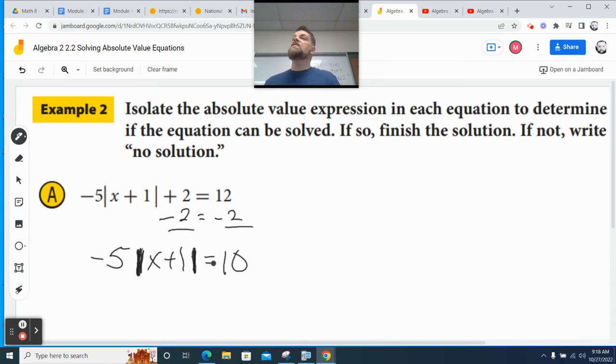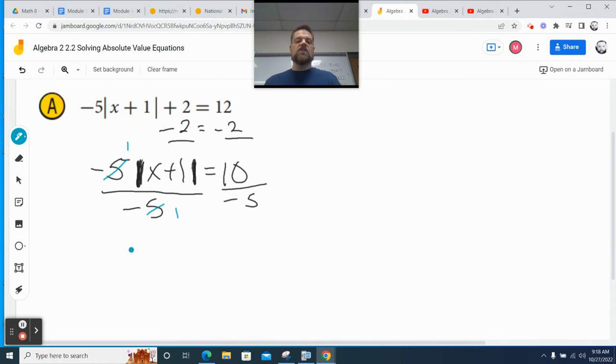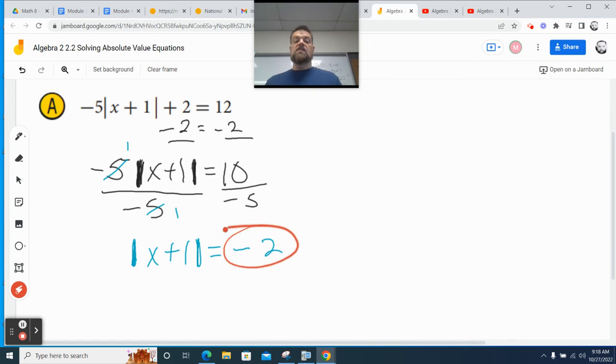Okay, what do I do next? Divide by negative 5. Yes, divide by negative 5. So anyways, negative 5 divided by negative 5 is just 1. 1 times all this stuff is just this stuff. All right, so I've got the absolute value of x plus 1 is equal to 10 divided by negative 5, which is negative 2.